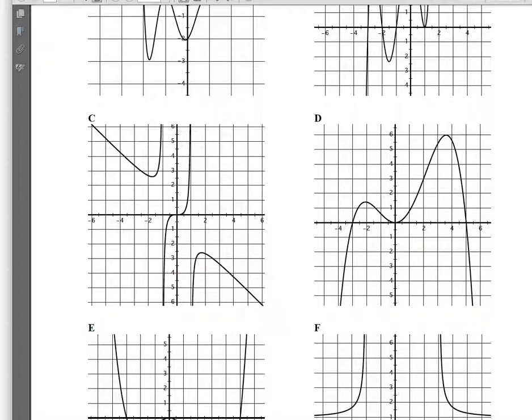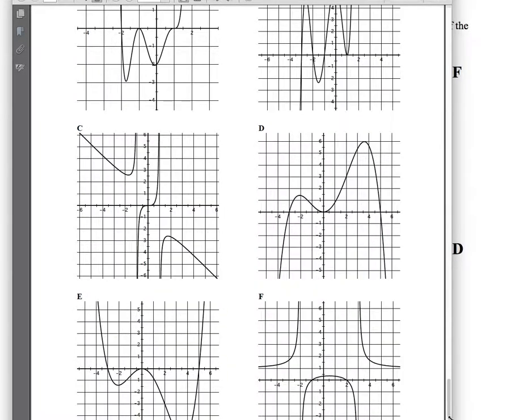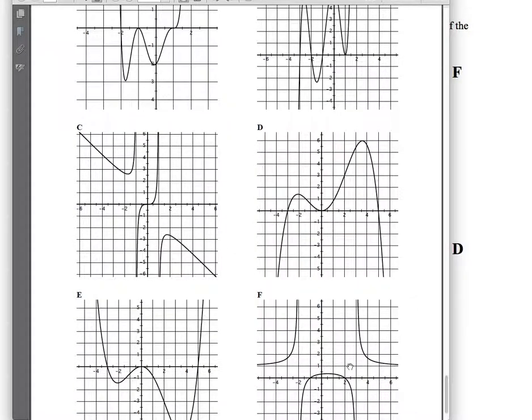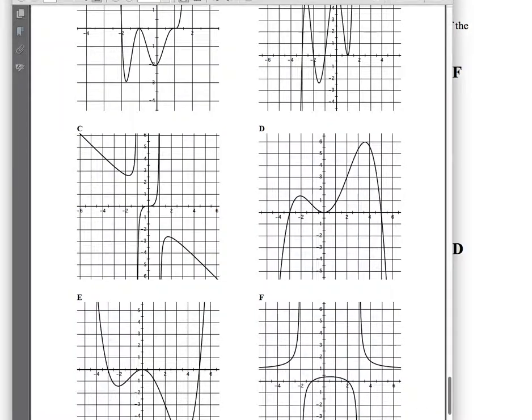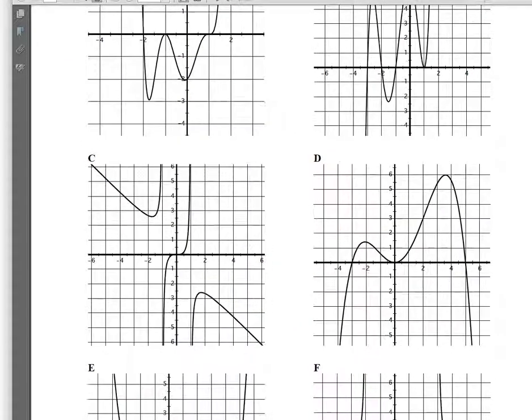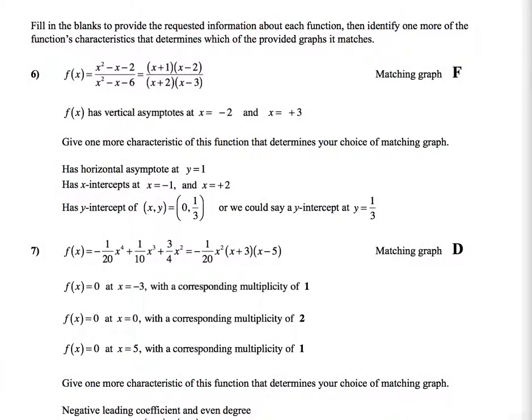And graph F is the one that has a vertical asymptote at -2 and +3. So graph F is our matching graph. We also see the horizontal asymptote is at 1, and zeros are at -1 and 2, and the y-intercept is at 1/3. So all of those things tell us that F is our matching graph, and I've indicated that here.